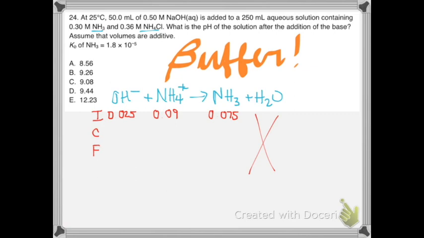So when we have a reaction, we're going to pick out our limiting reagent, and here it's going to be hydroxide, because we have the fewer number of moles, so we will consume all of it. And we will use up that much of the ammonium. And we'll form that amount of the ammonia.